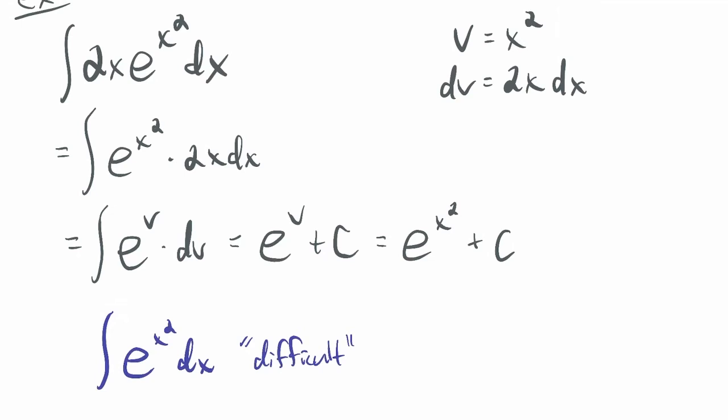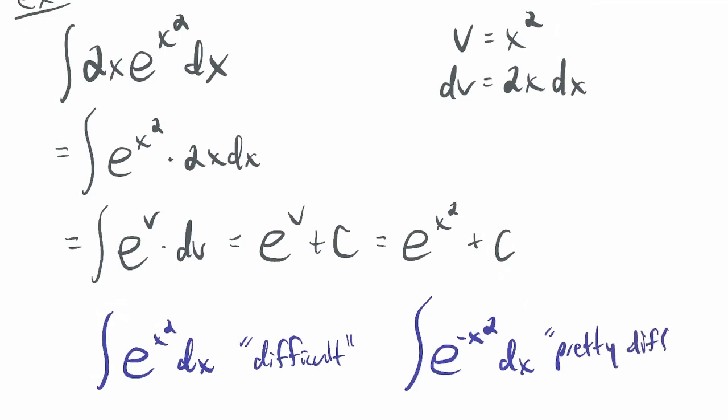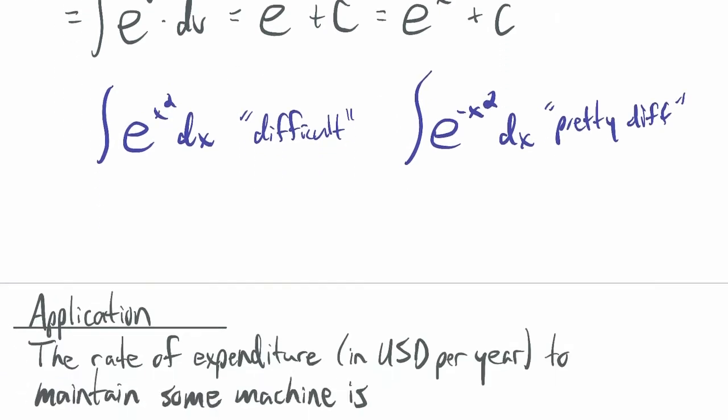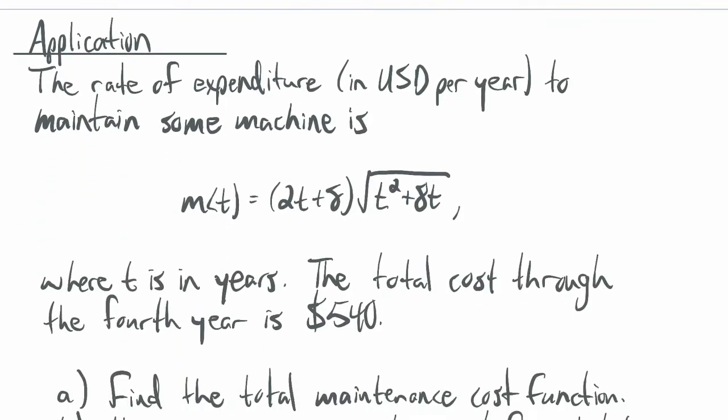In particular, this one, which is a little bit different, and you might notice that the only difference is I made the exponent negative. This one's considerably easier, but it's still pretty difficult. More manageable, but still beyond the scope of this course. This is something that would be handled in Cal 3. Anyway, what's next? We have an application problem.